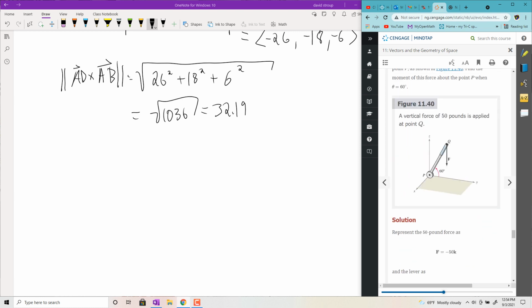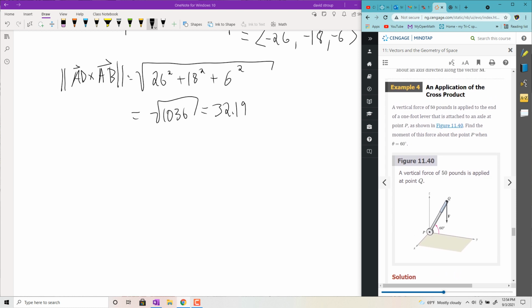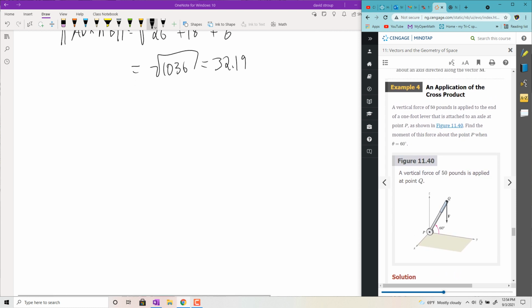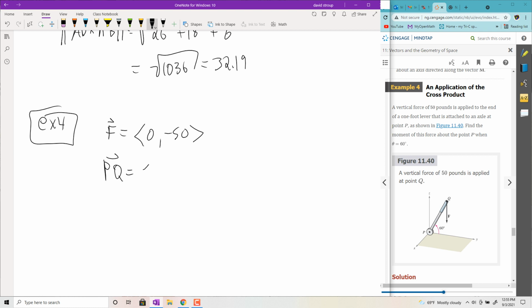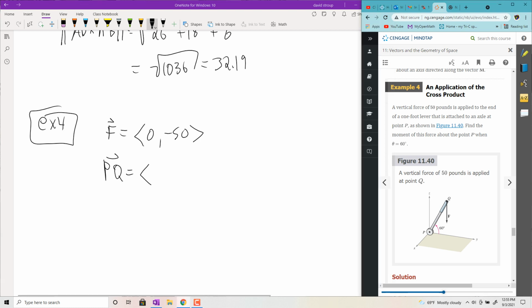Okay, so let's see if we can pull this one off. This is example 4. There's a vertical force of 50 pounds, so you could represent that vector with 0, -50. And then we want a vector for the lever, so PQ, I guess we could call it. They give you a length of 1 foot. It's a 1 foot lever.